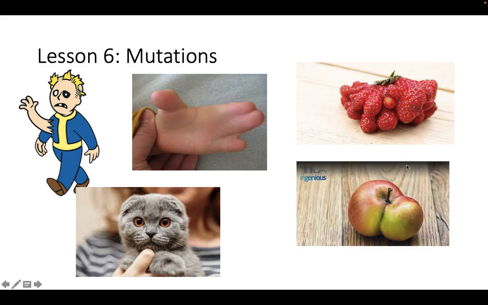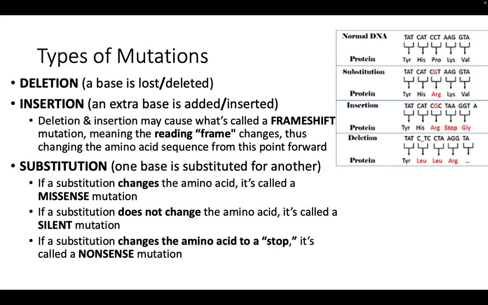The strawberry, the apple, you can see they don't look quite normal. The cat with little to no ears, again, another mutation. So chances are you see these and you just don't think mutation. You're like, oh, that just looks weird. Okay, so there are different types of mutations.